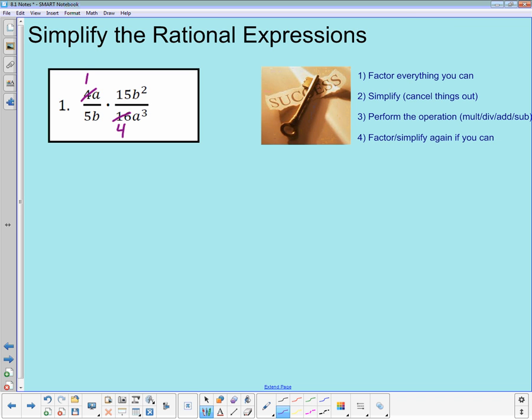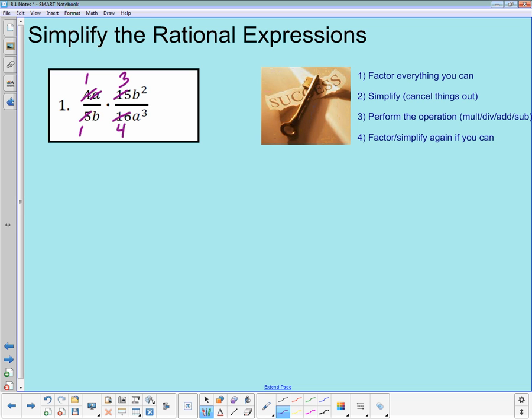4 divided by 4 is 1, 16 divided by 4 is 4. I know that 5 and 15 have a common factor of 5. That would be 1, that would be 3. Same thing with the variables. I can cancel those as well. I have a over a to the third.